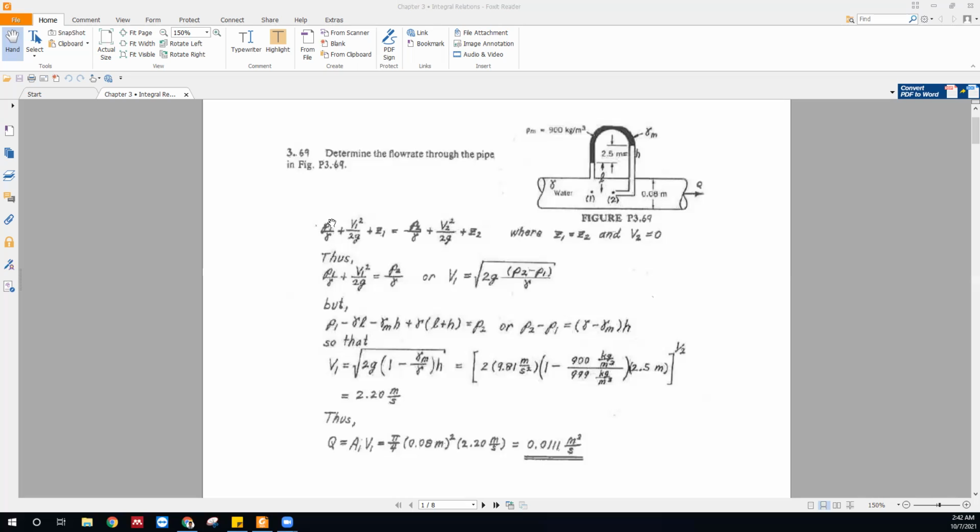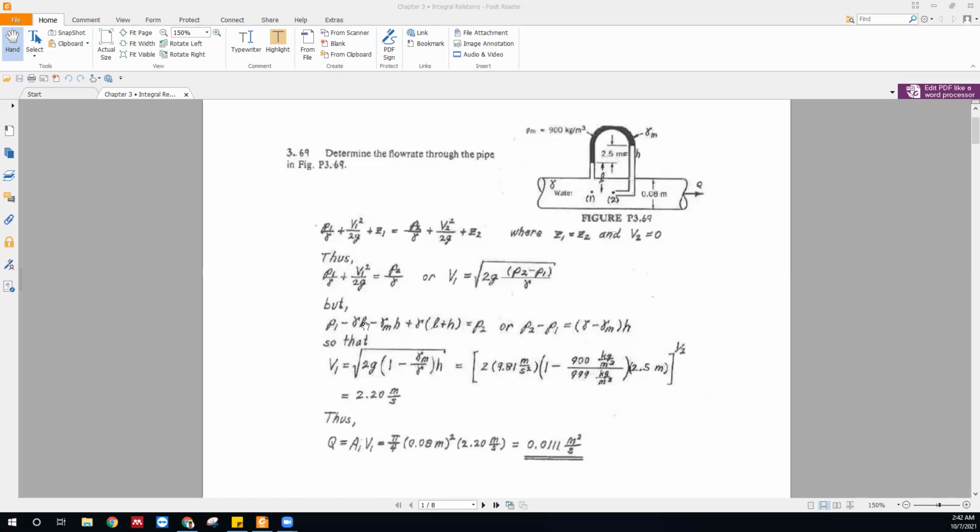Now, we still need to calculate the P1 and P2 values, that is, the pressure at point 1 and point 2. How can we calculate that? We need to use another equation. But if we modify this equation, applying z1 equals z2 and V2 equals 0, we get P1 by rho plus V1 square by 2g equals P2 by rho. So V1 equals root over 2g into P2 minus P1 divided by rho. Now the P2 minus P1 difference is what we need to calculate.